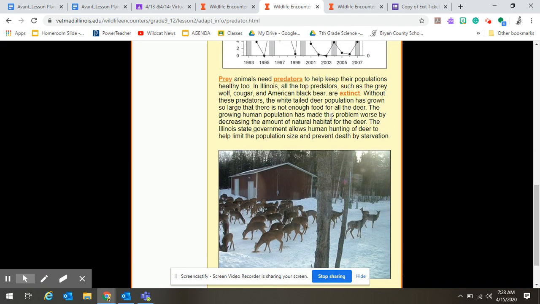All right, so prey animals need predators to help keep their population healthy too. In Illinois, all of the top predators, such as the gray wolf, cougar, and the American black bear, are extinct. So just in that state, though. Without these predators, the white-tailed deer population has grown so large that there is not enough food for all the deer. The growing human population has made this problem worse by decreasing the amount of natural habitat for the deer. The Illinois state government allows human hunting of deer to help limit the population size and prevent death by starvation.